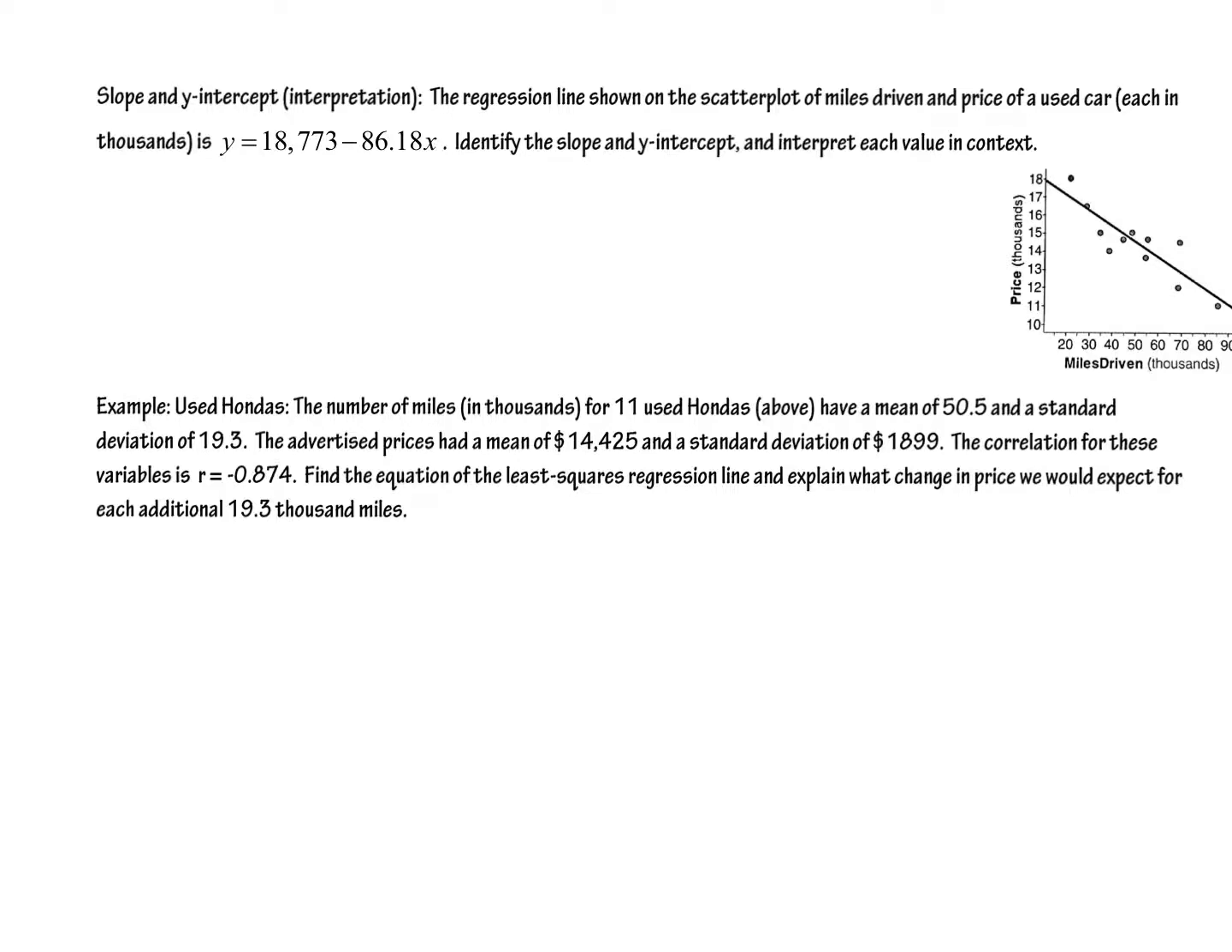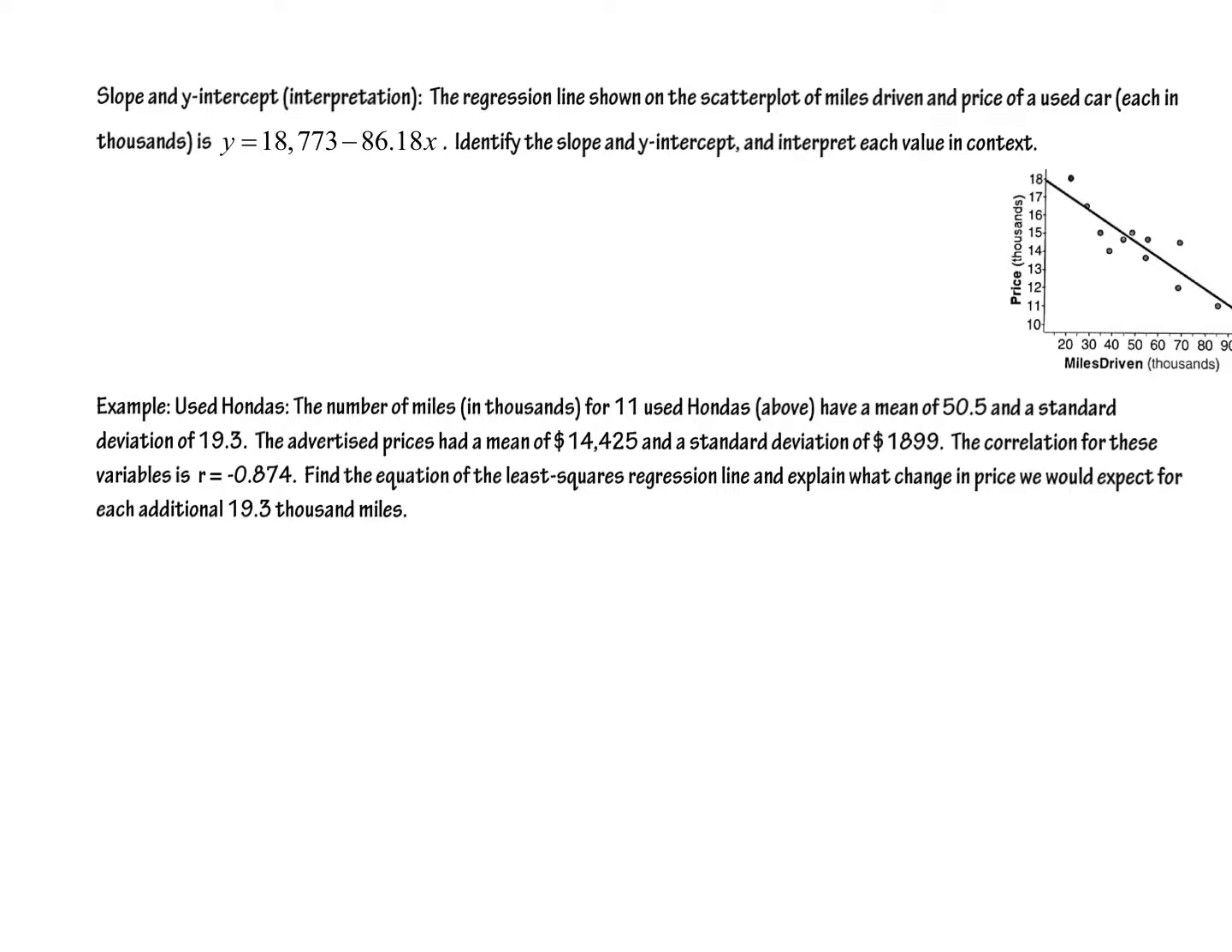But what we're doing here is we have a problem about cars, and it's miles driven and price of the car. As you know, the more miles that are on the car, the price goes down because that means the car has been used more, it is older. And so what we have first, and this part should be review, is what we're trying to do is interpret, identify the slope and the y-intercept and interpret. So remember that interpret word is really important.